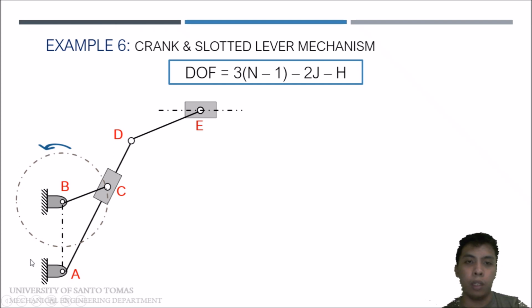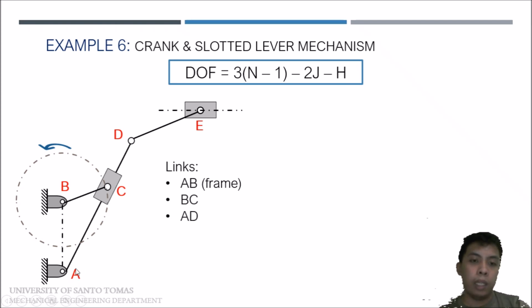So, let's solve for the degrees of freedom of this machine or mechanism. So, first, we have links AB. So, isa na yan. Yung link AB natin, that will be the frame. BC, the crank. AD, the rocker or the lever natin. DE, the floating or the connecting link. And slider E.